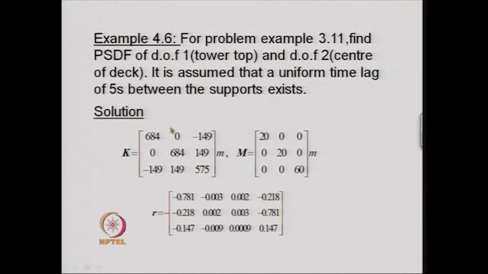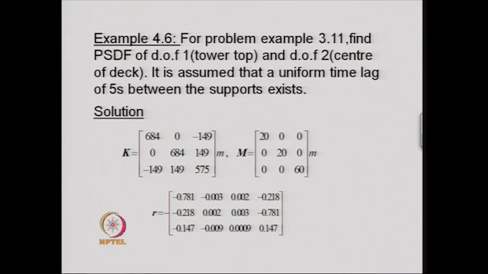So, for this problem the K matrix is a 3 by 3 matrix, corresponding to the 2 displacements at the tower top and a vertical displacement at the center of the deck, and this is the mass matrix corresponding to these degrees of freedom, and this is the R matrix, that is the coefficient matrix of the displacements that occur at the non support degrees of freedom due to unit displacement at the 4 supports. So, that constitutes the R matrix. With the help of that we try to obtain the power spectral density function matrix of degree of freedom 1 and degree of freedom 3. And we proceed with the equations that we described before.